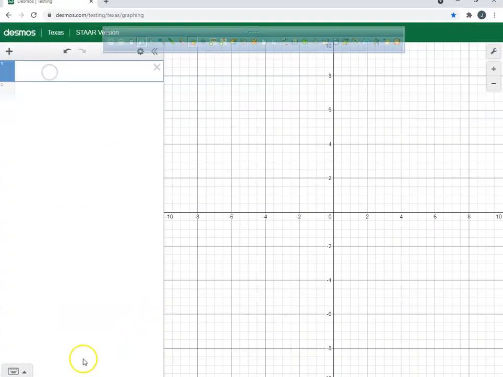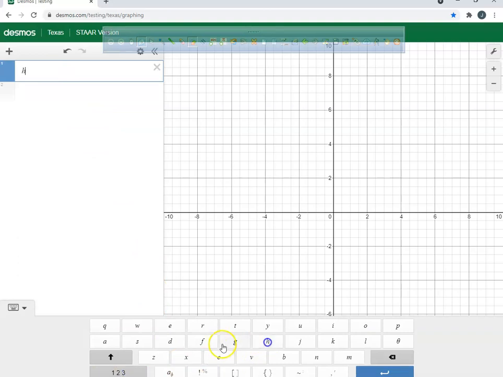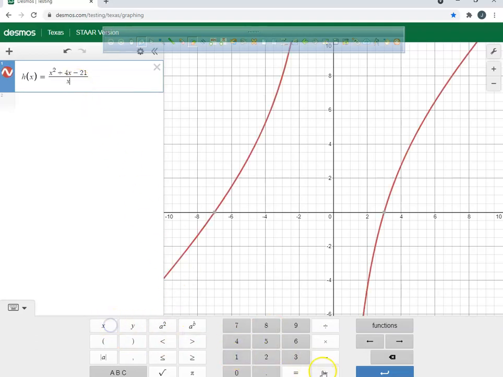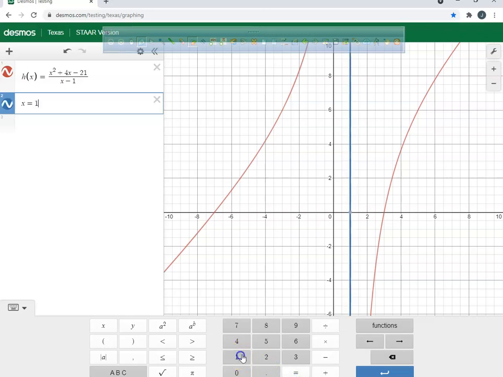Okay, let's go ahead and type it in. And I'm going to type it in exactly as it appears. h of x equals, put a little division bar. What's up in the numerator? x squared plus 4x minus 21 all over x minus 1. Okay, so I'm going to type in the vertical asymptote, x equals 1, which is right there.